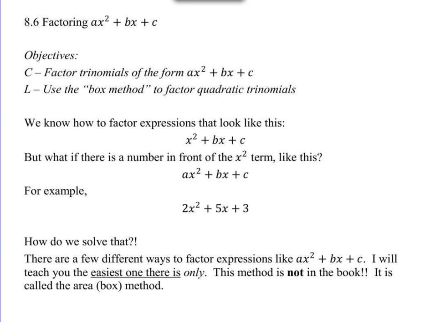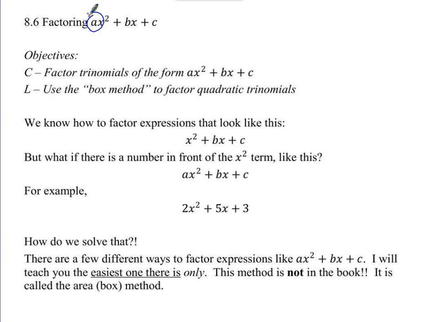Section 6 is called Factoring ax squared plus bx plus c. In the last section, we were doing just x squared plus bx plus c. So the difference here is the fact that we have this number now in front of the x squared term that isn't 1. Before it was just 1. Now it's going to be 2 or 5 or 8 or 4 or 3. Okay? There's going to be a number in front of the x squared term.